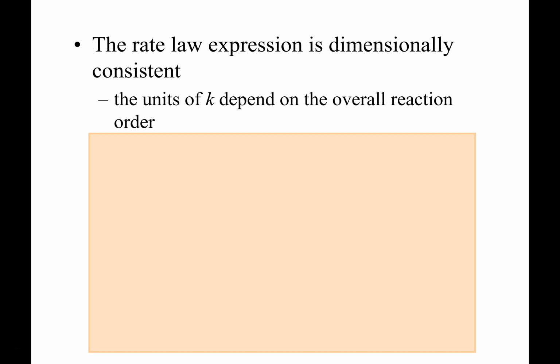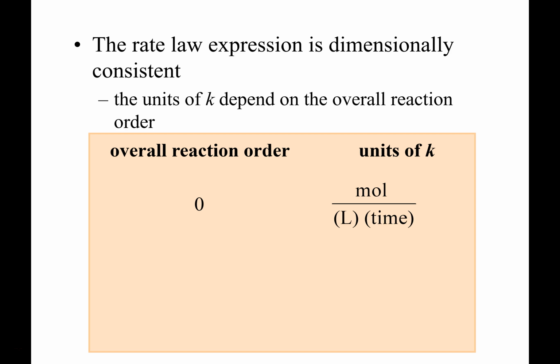So in that case, we talked about the overall reaction order. That's m plus n, right? m plus n is equal to the overall reaction order. Well, if your overall reaction order is 0, which is kind of weird, right, k needs to take on units so that your rate is equal to moles per liter per time.